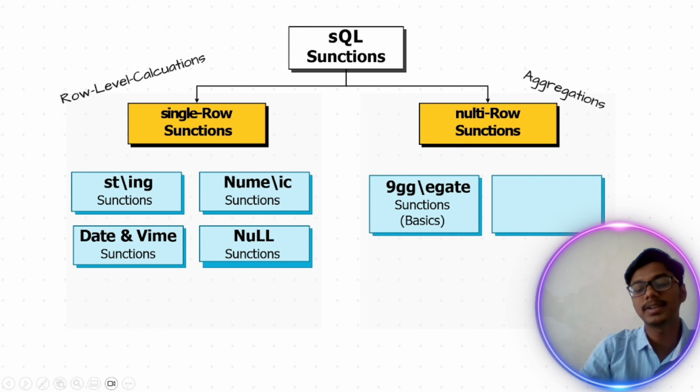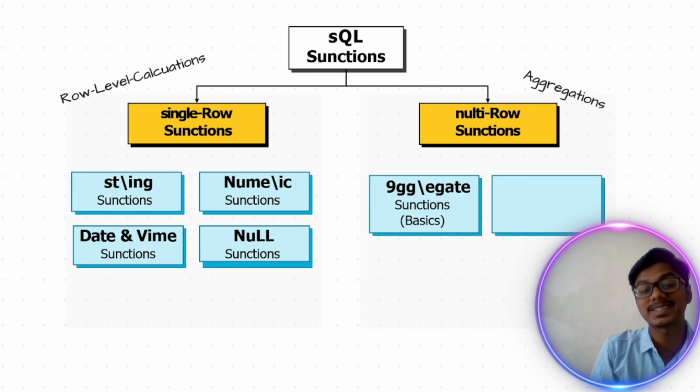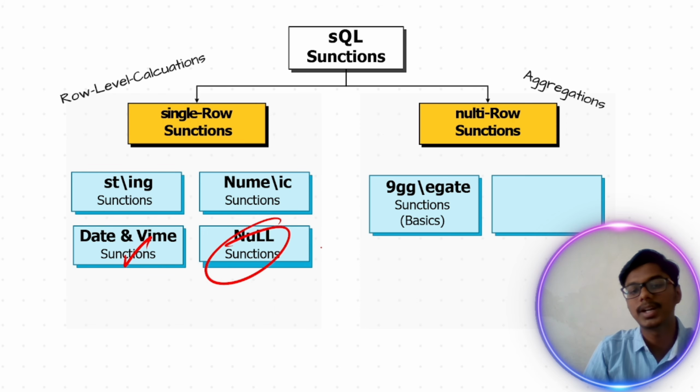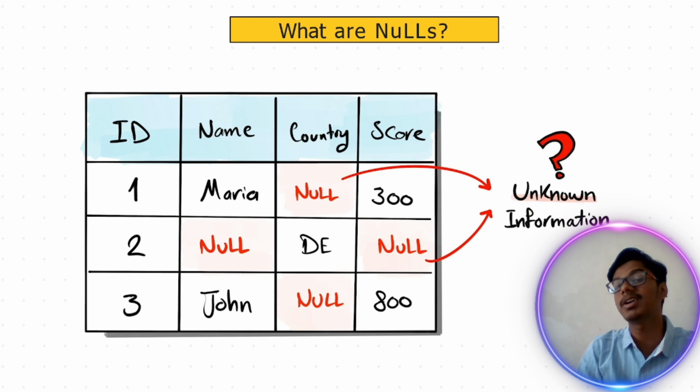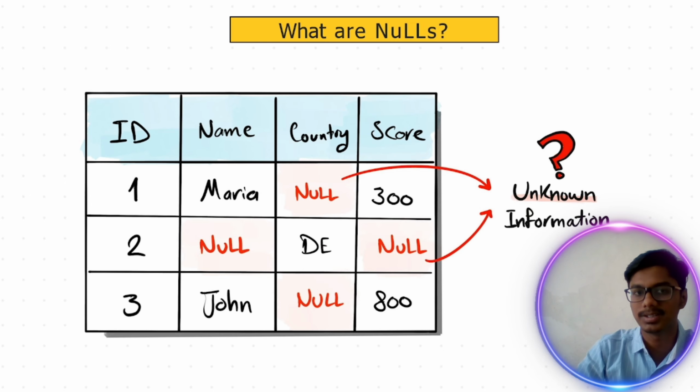Yes guys, in the previous sessions we have discussed the datetime functions and we have completed them, right? So now let's get into the null functions. What is meant by the null functions? Before getting into the null functions, we want to know something about what nulls are. So what is meant by nulls?